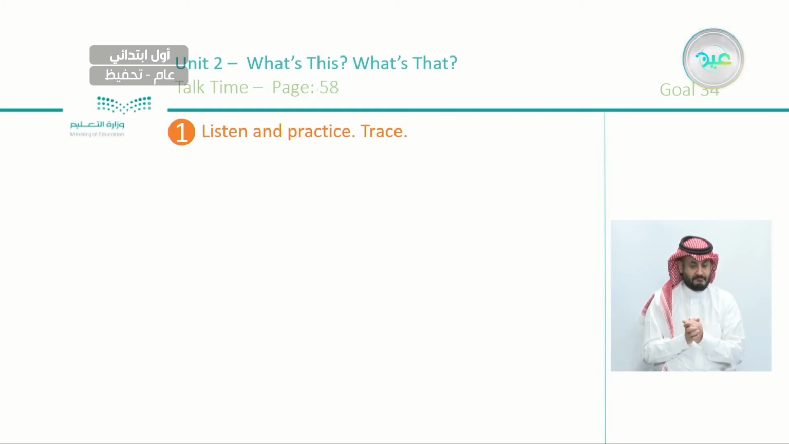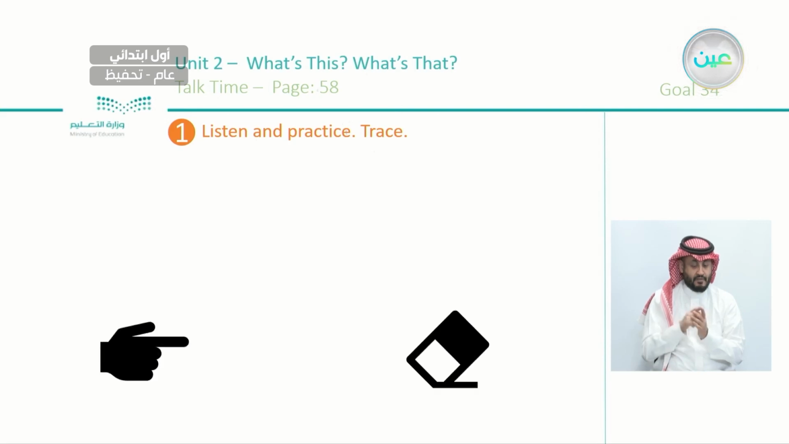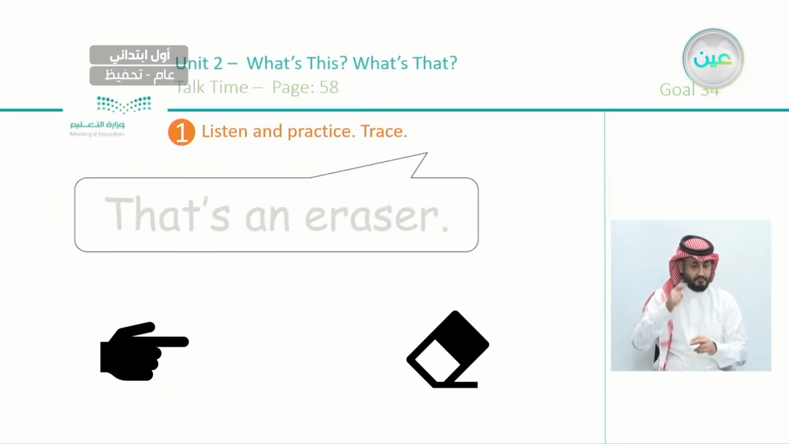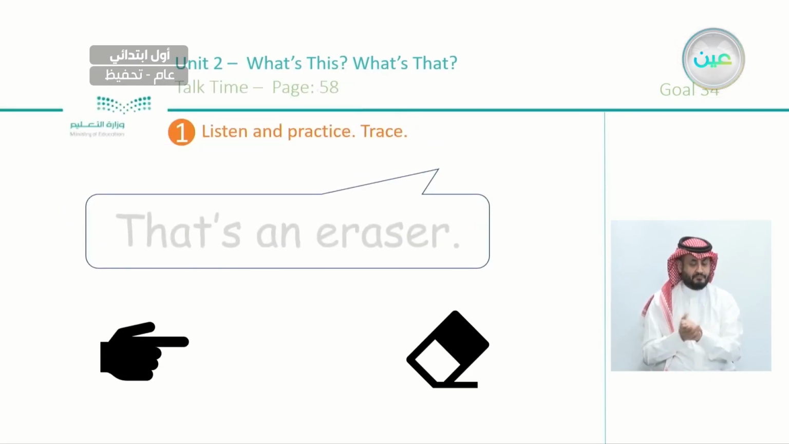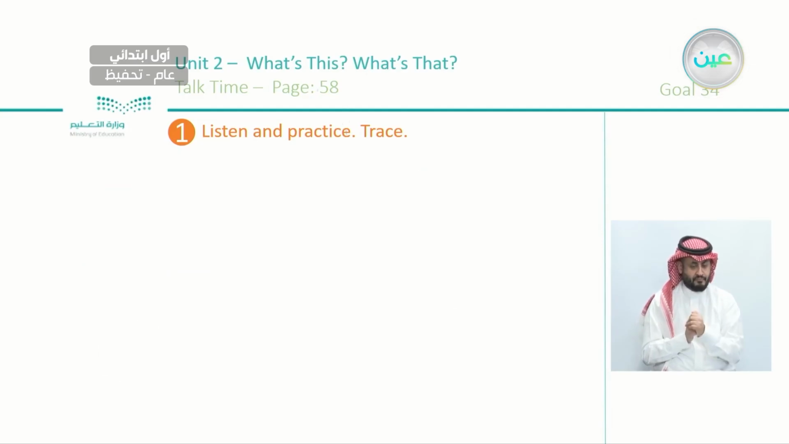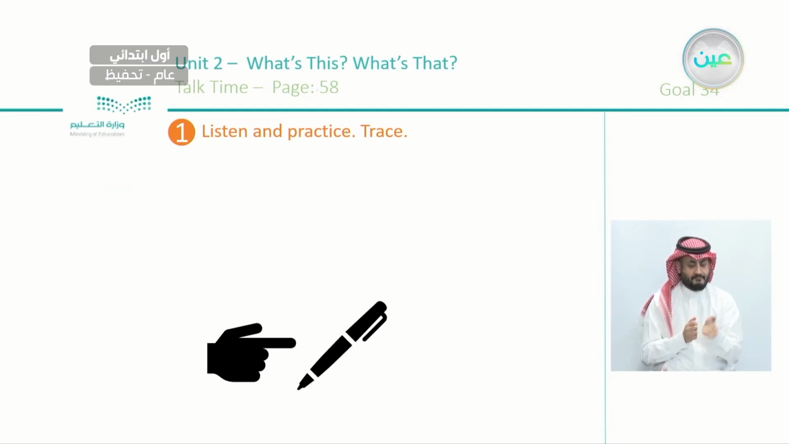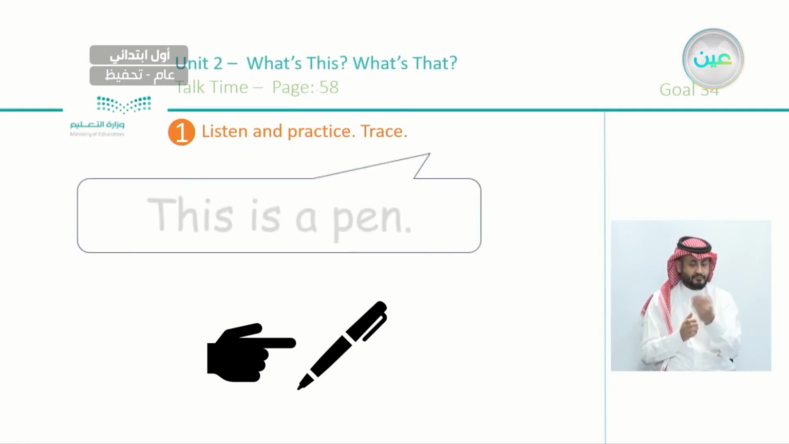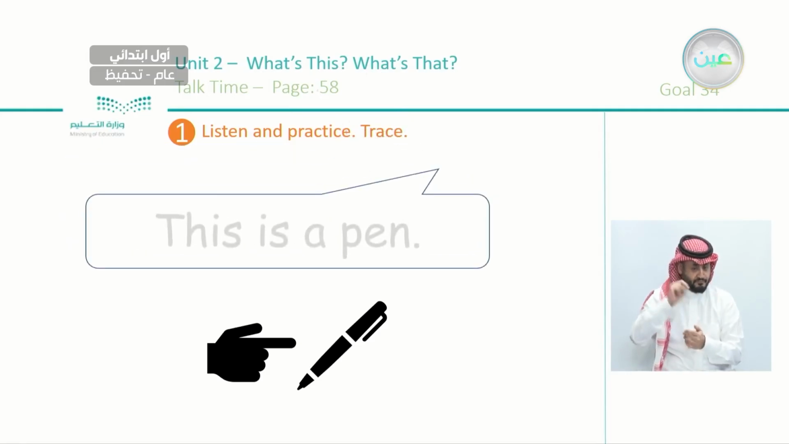Okay, now what about that? What is that? Yes, that is an eraser. That is an eraser. So now you can what? You can trace. Excellent. Okay, after that we have this. What is this? Yes, this is, excellent, a pen. This is a pen. You can trace the sentence here. So this is a pen.